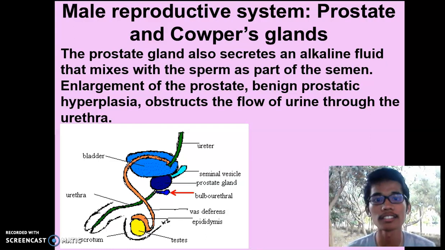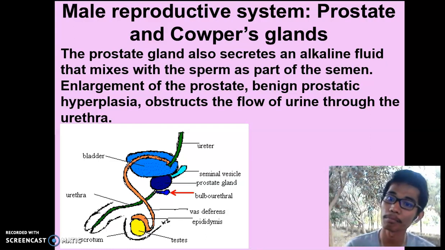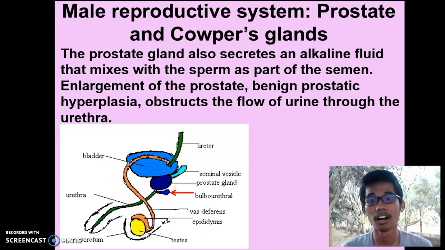Enlargement of the prostate, benign prostatic hyperplasia, obstructs the flow of urine through the urethra.